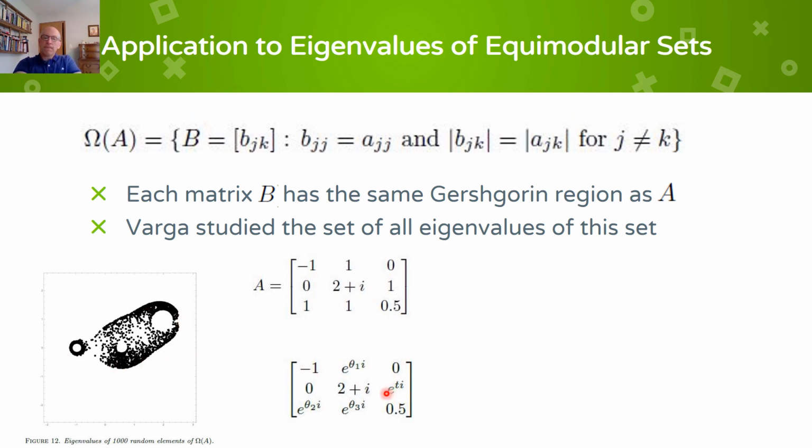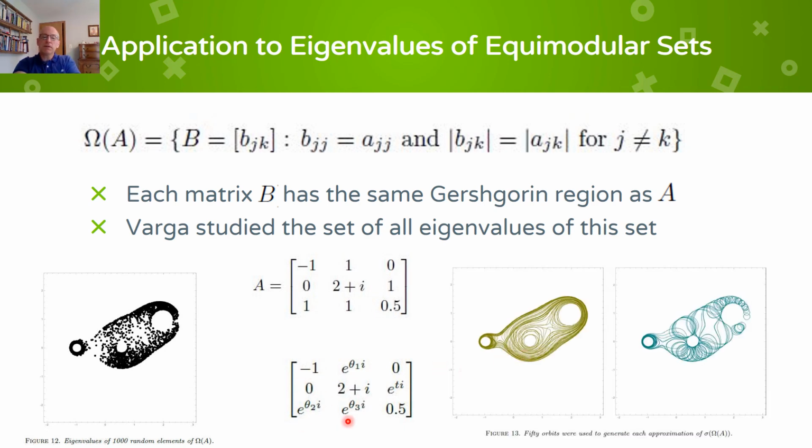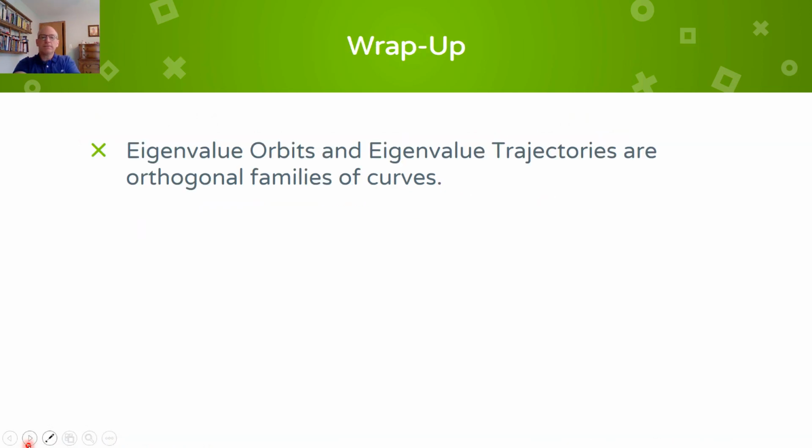Well, what we're able to do is, if I replace the 1s with some random theta 1, theta 2, theta 3, these e to the i theta's, I don't change the Gershgorin region at all. I'm still in the equimodular set. And here I will put my r e to the i t, r is 1. And I'll compute the orbit by varying this t value. And that gives me, if I do this 50 different times, 50 different triplets of theta values, this picture here on the left, which is pretty good. If instead I move e to the i t down here and put an e to the i theta here, I get this picture here on the right.